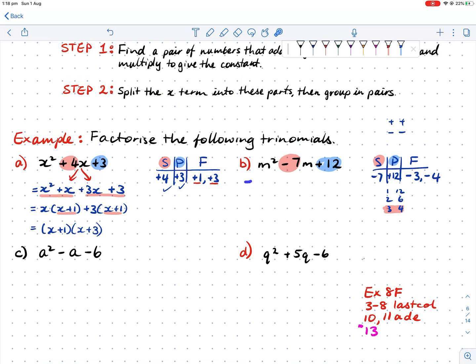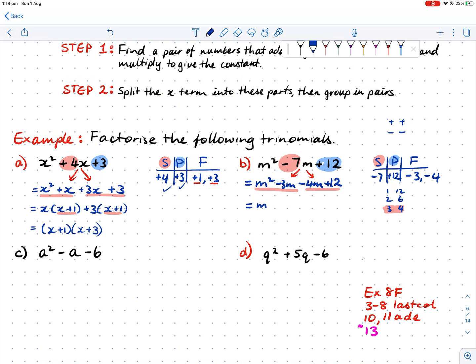So what we're going to do now is write out our terms, plus 12, and we're going to split that -7m into -3m minus 4m. Then we're going to factorize by grouping in pairs.